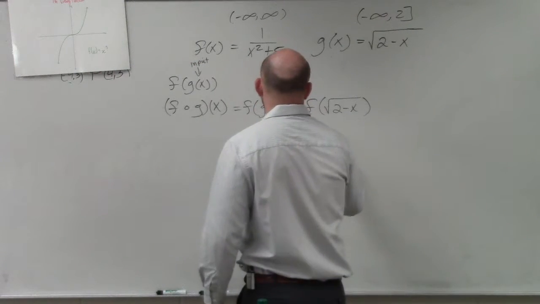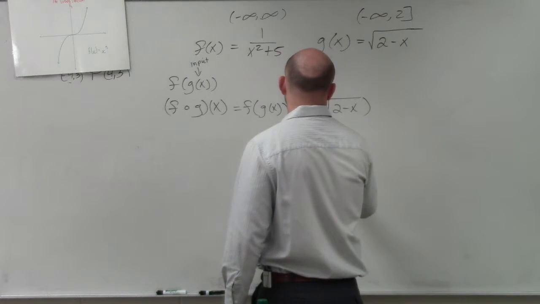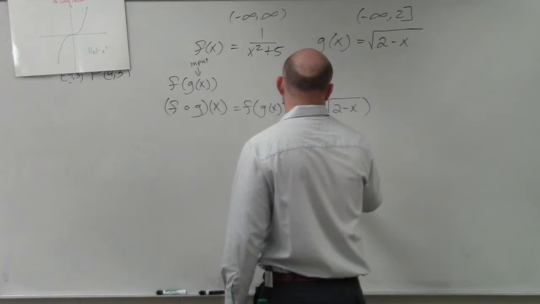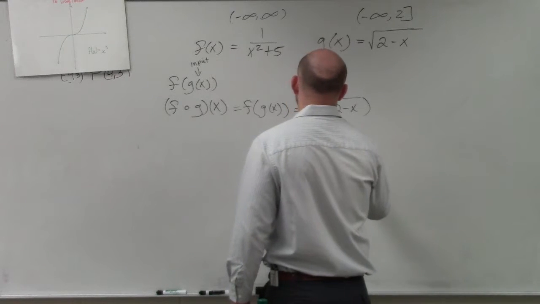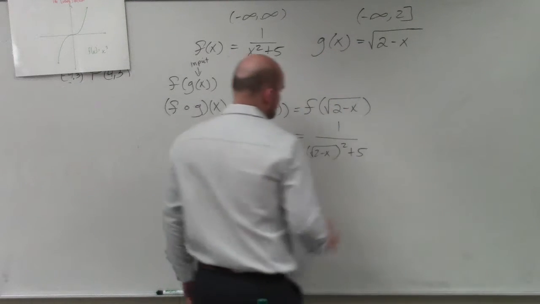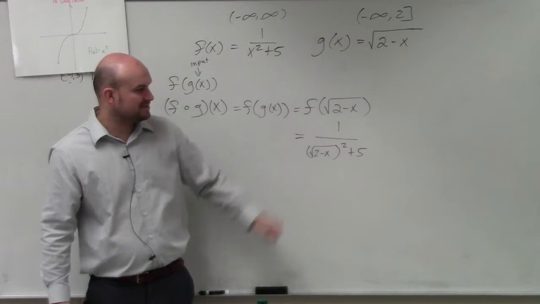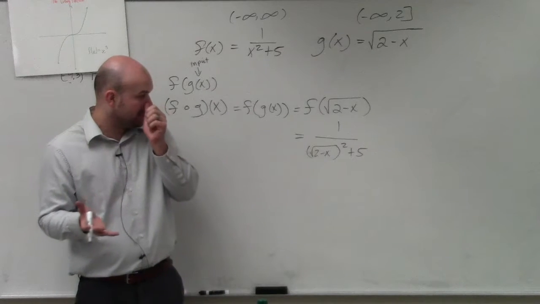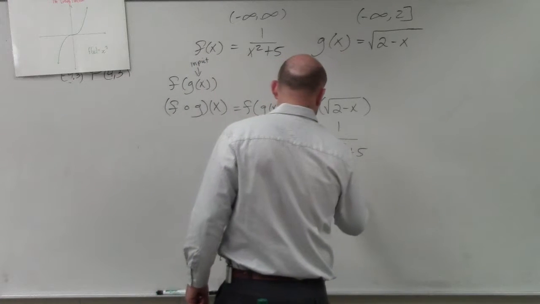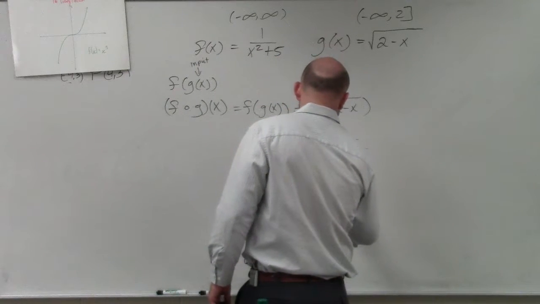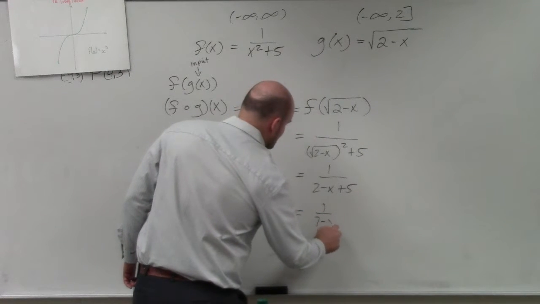So I label that as 1 over square root of, I'm sorry, yes. So I have 2 minus x squared plus 5. Well, fortunately, the whole expression is the square root. So the square root of something squared is going to be inverse operations. That's going to undo each other, correct? Yes? So therefore, I'm left with 1 over 2 minus x plus 5, which equals 1 over 7 minus x.